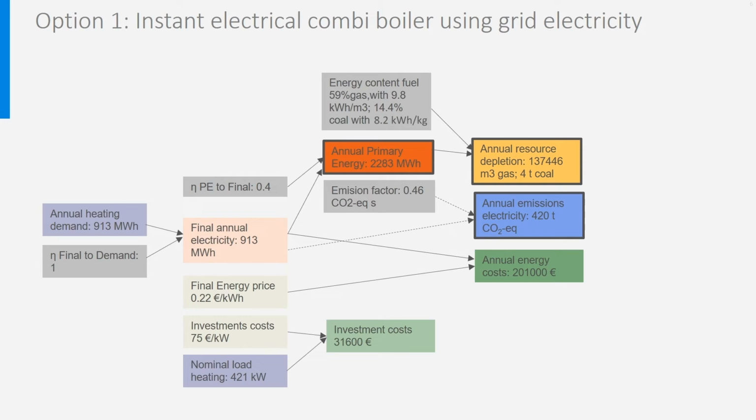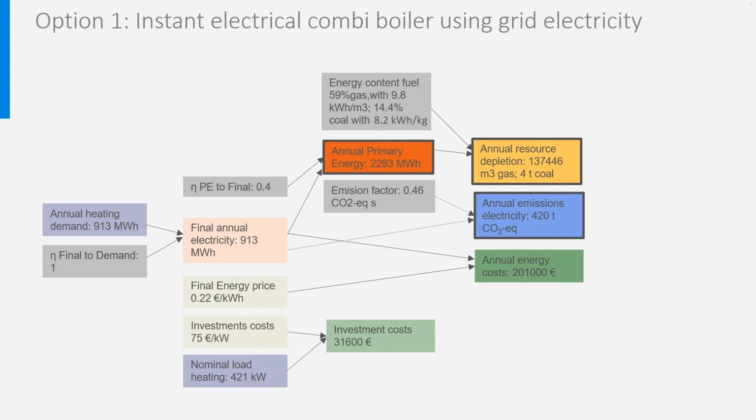And what about the investment costs? We saw that the nominal load for space heating is 421 kilowatt and for hot tap water 17. If you remember the working principle of the combi boiler, you have noticed that space heating switched off when hot tap water is needed. As the nominal load for space heating is much higher than for hot tap water, the 421 kilowatt will be enough for both.